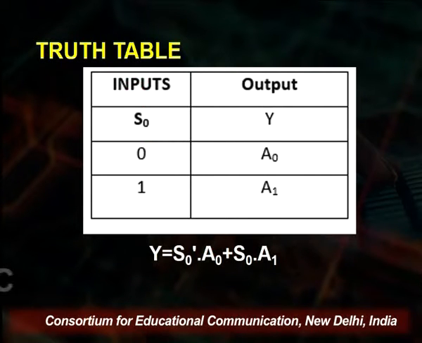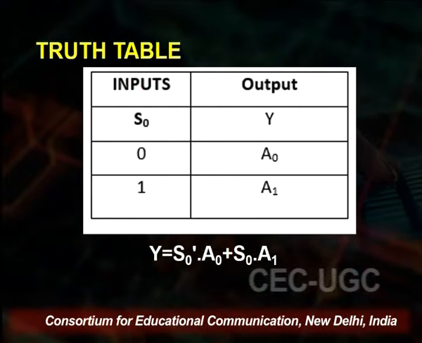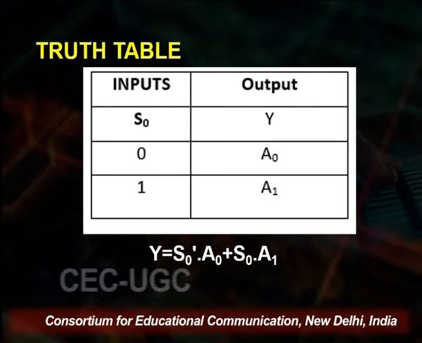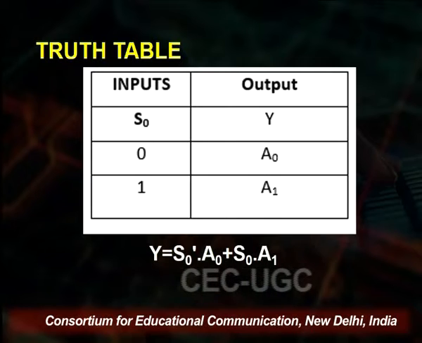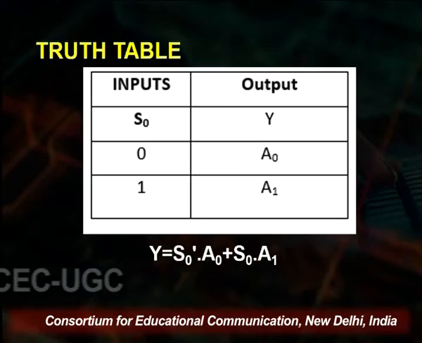The truth table shows S0 and Y, which is input S0 and output Y. When the input is 0, we have an output A0. When the input is 1, we have an output of A1. The expression is Y equals S0 dash A0 plus S0 A1.